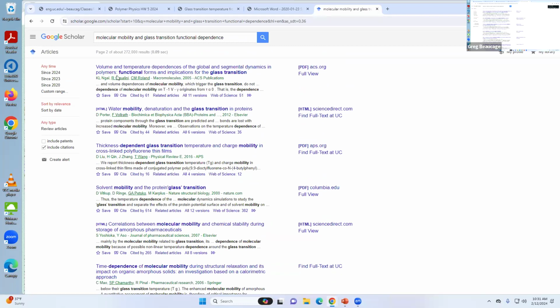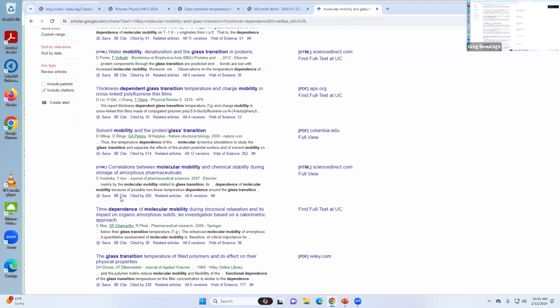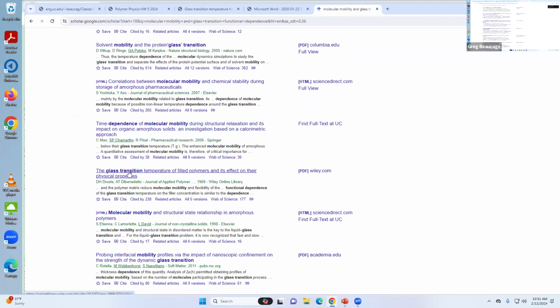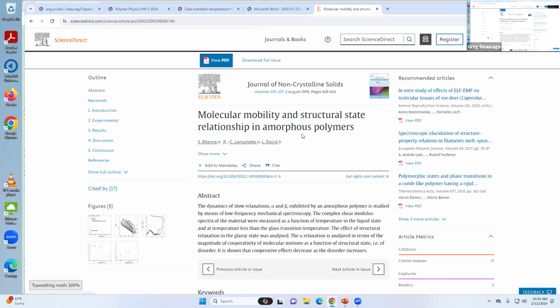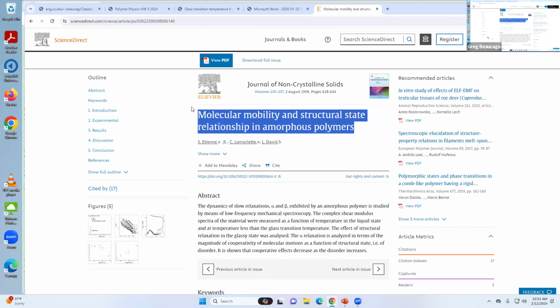I don't exactly see what I'm looking for, but that's kind of the first step I would use. I'd look for one paper that looked pretty good. Looking for structural state relations, that sounds pretty good. So I'd find that paper. That's kind of marginally close. You might get the title. I might look at the paper.